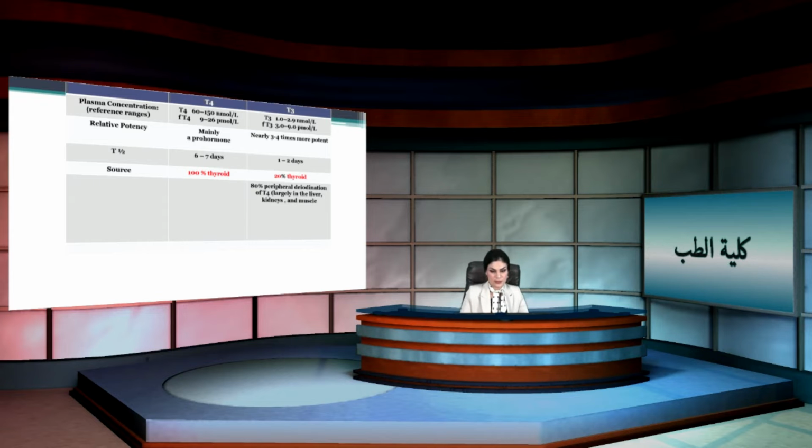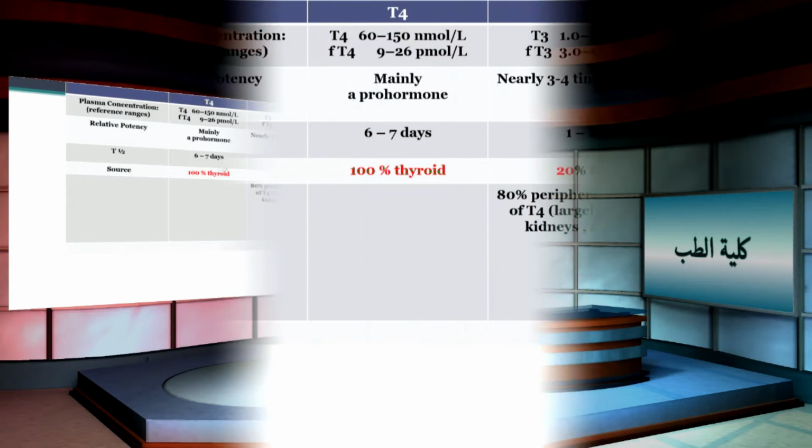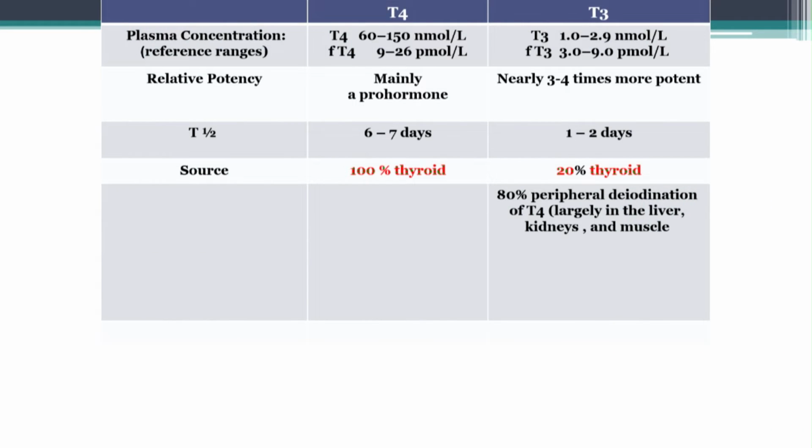About the hormones T3 and T4, the difference between T3 and T4 is the plasma concentration. For T4, total T4 is 60 to 150 nanomole per liter, while the free part is 9 to 26 picomole per liter. For T3, the total range is 1 to 2.9 nanomole per liter, the free part 3 to 9 picomole per liter. Relative potency: T4 is mainly a pro-hormone, while T3 is nearly 3 to 4 times more potent. The half-life of T4 is 6 to 7 days, while T3 is 1 to 2 days.